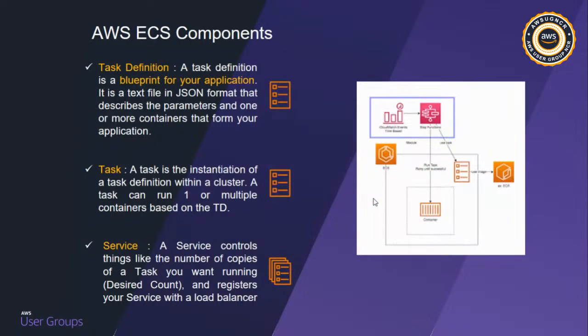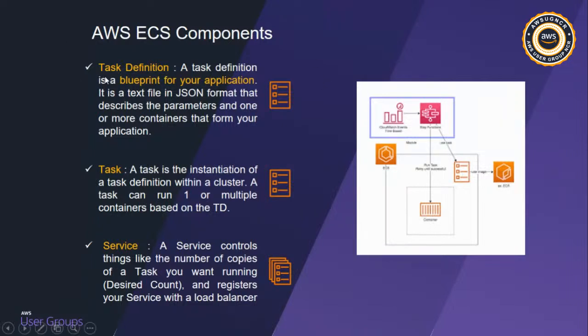So now let's talk about the various components in the ECS ecosystem. First of all, we have the task definition. If we look at the ECS workflow, first we have created an image of our application and then uploaded that image into ECR, which is Elastic Container Registry. Now your image is there. Now you want to create an application, and you want to run your applications out of those images.